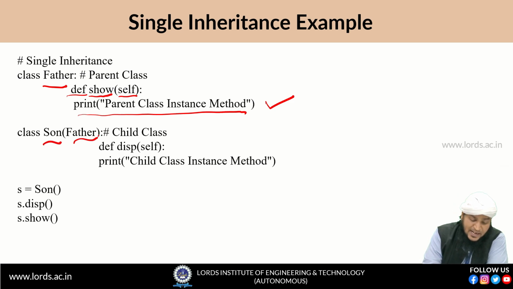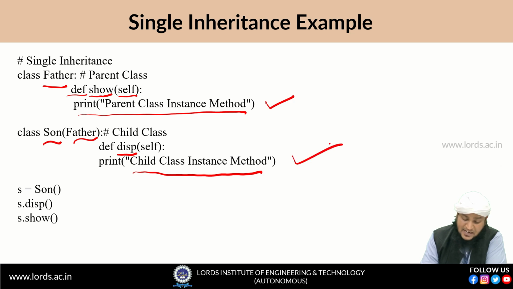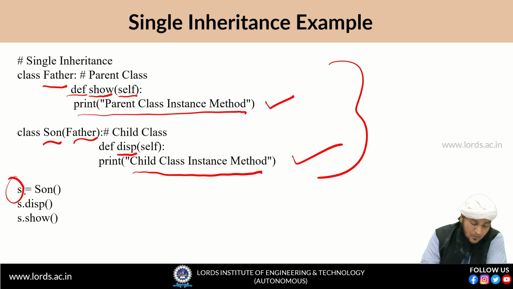In the son class, class son of father, here also there is another method, the method name is disp. And in that display method I have given the print of child class instance method. So this completes the entire inheritance. We have completed single inheritance. Now to access this, I have created the object of this class with the help of the constructor. So s is the object name. This is the way we have created the object: s equals son with the constructor name. This is the way we have to create it.